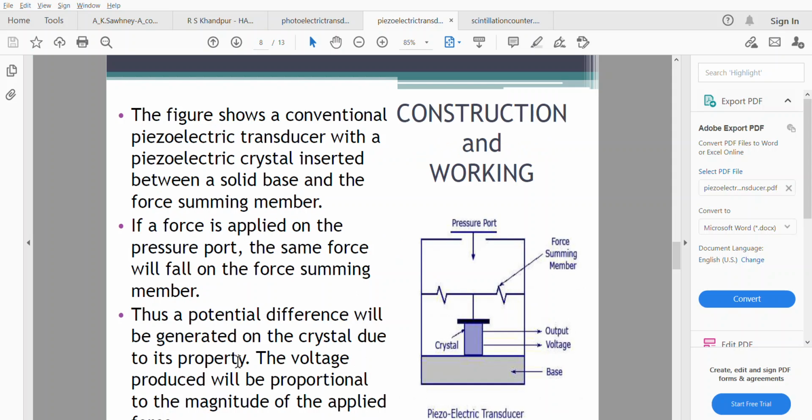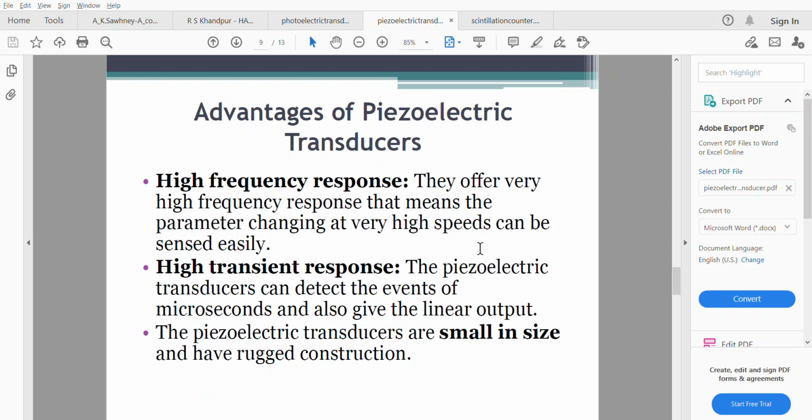The figure shows a conventional piezoelectric transducer. There is a pressure port where pressure is applied. The applied pressure is cumulatively summed by the summing member, and it is applied to the crystal on one specific plane of the crystal. This results in the output voltage. This output voltage is directly proportional to the pressure applied. This pressure can be weight or vibrations, etc.